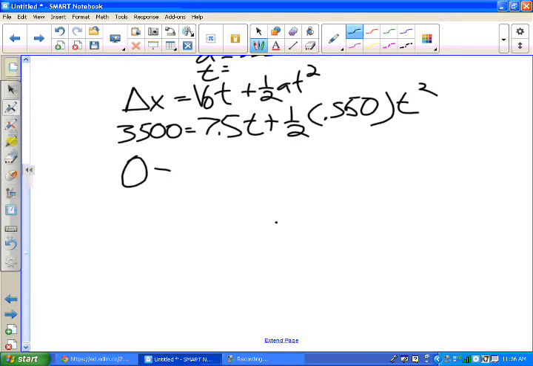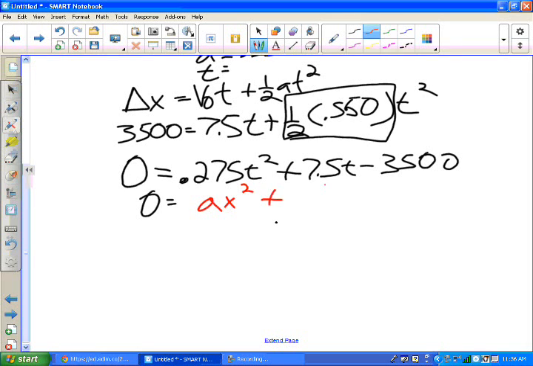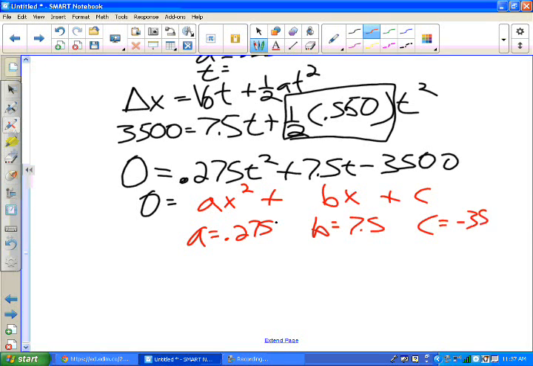That kind of looks like a quadratic equation. So if I set one side equal to 0, do some fancy maneuvering, in other words 1/2 of 0.55 is 0.275, I get 0.275 t squared plus 7.5t minus 3,500. I have a quadratic equation representing ax squared plus bx plus c, where a equals 0.275, b equals 7.5, and c equals negative 3,500. You can't factor this quadratic. I mean, you could try, but the decimals make it kind of messy.